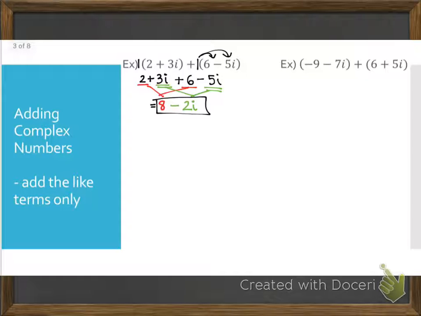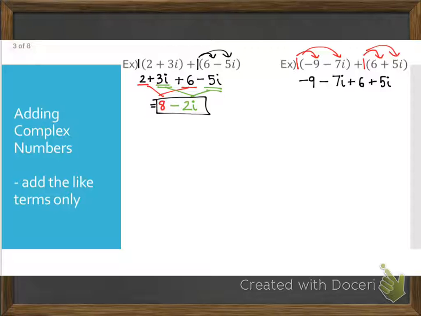All right. Let's look at the next example. We got in parentheses negative 9 minus 7i plus in parentheses 6 plus 5i. Again, we have an imaginary 1 in front of the parentheses, and all we have to do is distribute. So 1 times negative 9 is negative 9. 1 times negative 7i is negative 7i. Plus, then we have 1 times 6 plus 5i. So 1 times 6 is 6, plus 1 times 5i is 5i.